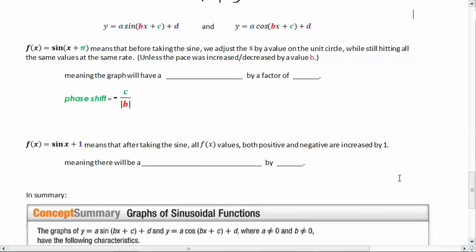So again, we are at this y equals a sine(bx plus c) plus d, and y equals a cosine(bx plus c) plus d. And if we want to affect something like sine, instead of just taking sine of x, we take sine of x plus pi.